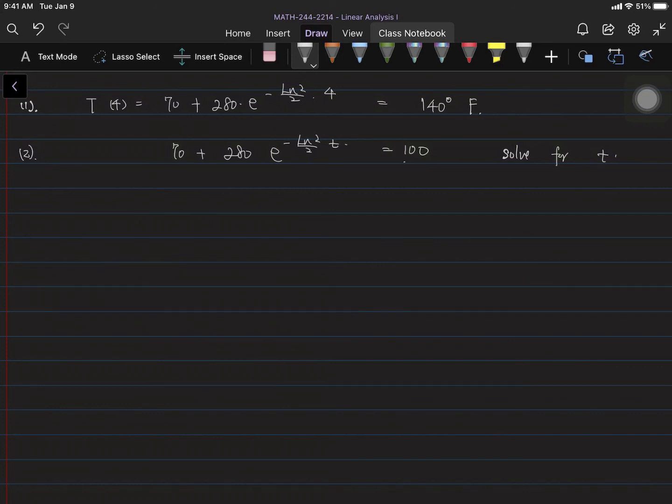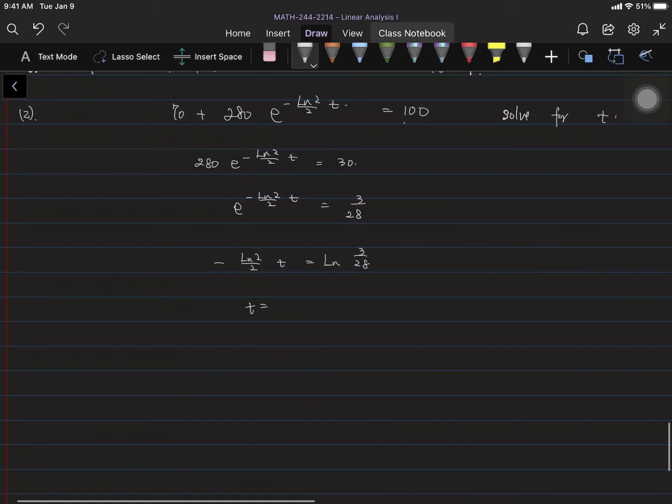It's pretty easy. It's just algebra here. I'm going to do this a little bit quickly. It should be 30, right? And divide by 280. Cancel the tens, so 3 over 28, and take a natural log on both sides. And solve for t. So t equals natural log of 3 over 28 divided by negative natural log 2 over 2. If we use the calculator, it's going to be 6.4 minutes. It's going to reach this temperature.